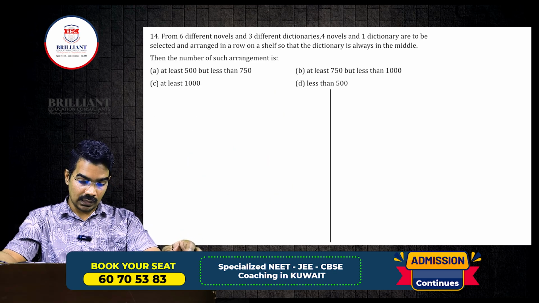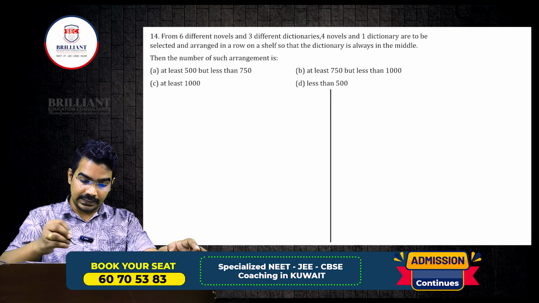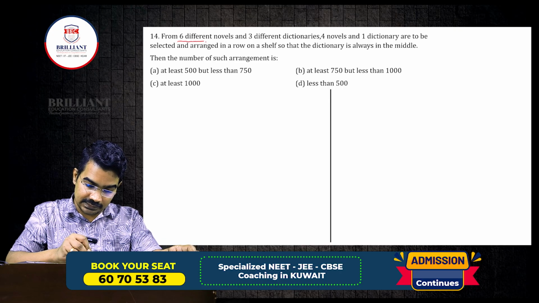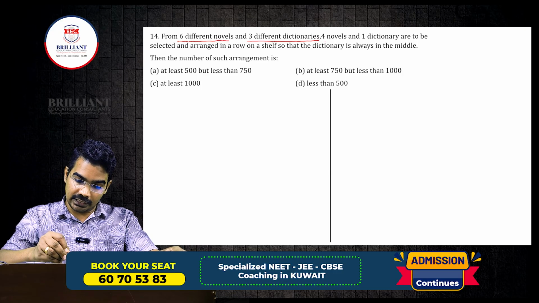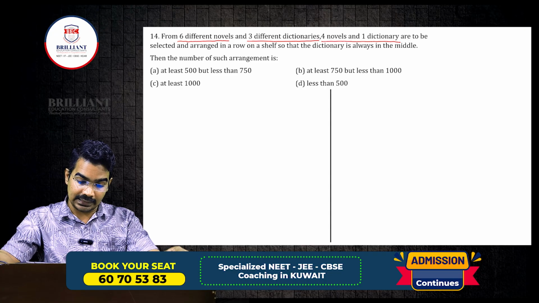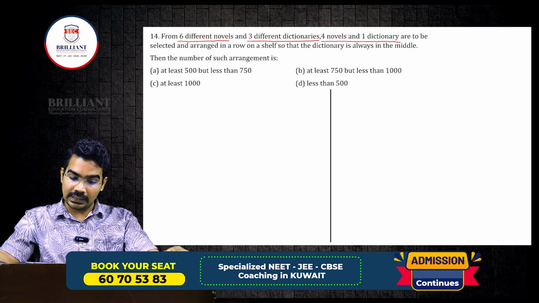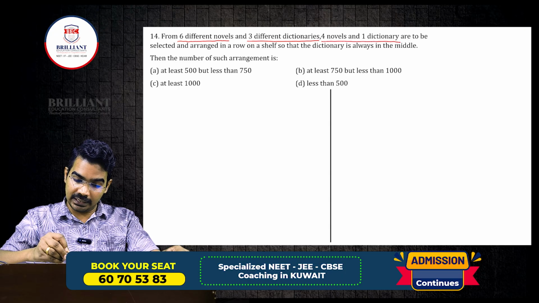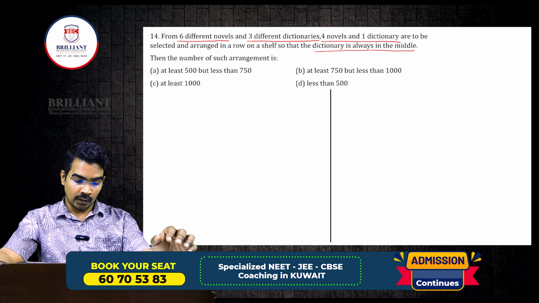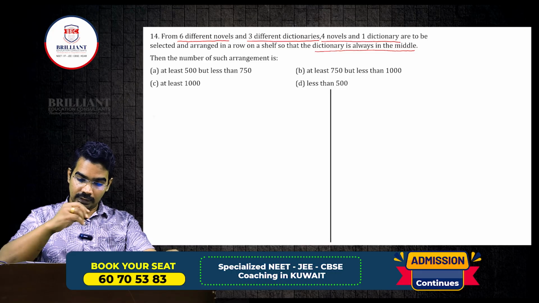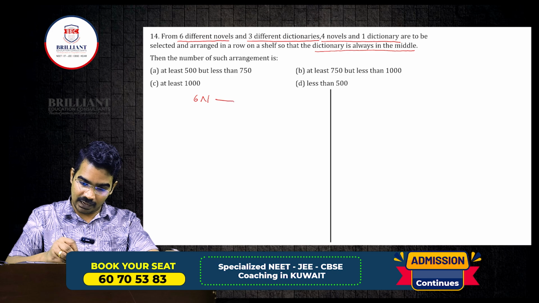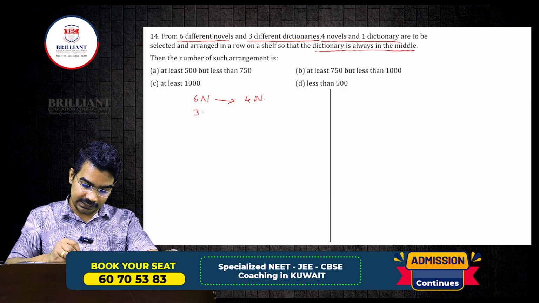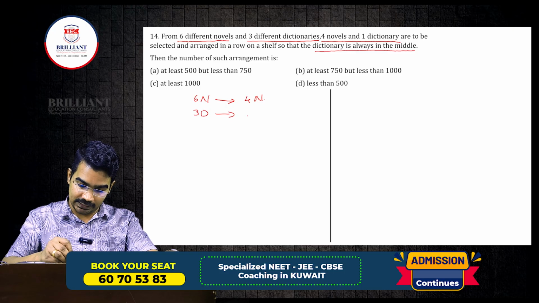So the next question is, from 6 different novels and 3 different dictionaries, 4 novels and 1 dictionary are to be selected and arranged in a row in a shelf, so that the dictionary is always in the middle. Then the number of such arrangements is. So it is said that we have 6 different novels. From that we have to choose how many? 4 novels. Then we have 3 different dictionaries, from which we have to choose 1 dictionary.